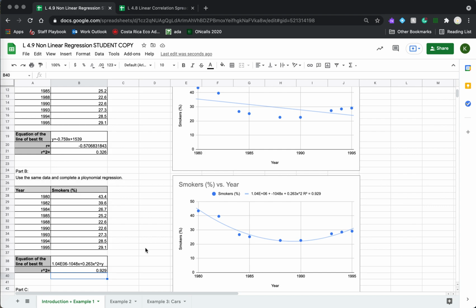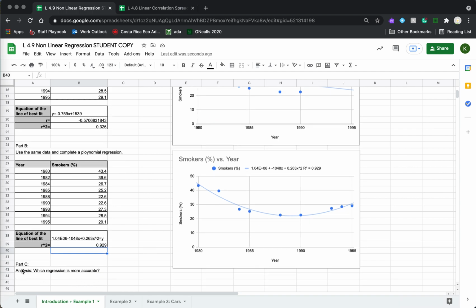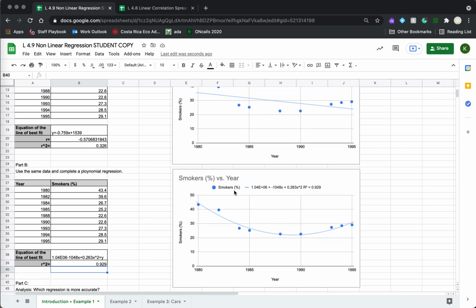But when we compare our r squared values, this one is much better. Having 92.9% of the variation in our y values come from the variation in our x is huge. So part C, which one's more accurate? Definitely our polynomial regression, based off of our r squared values, for sure, and based off just visually looking at it, a much, much stronger regression.